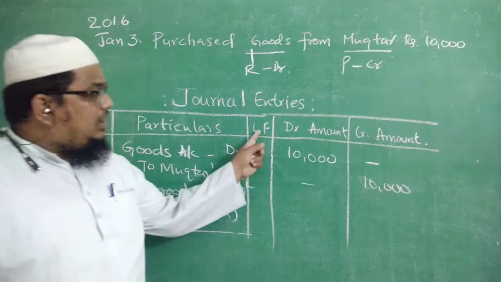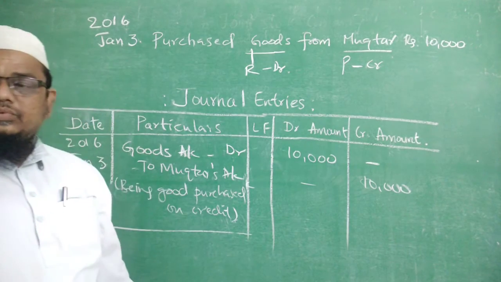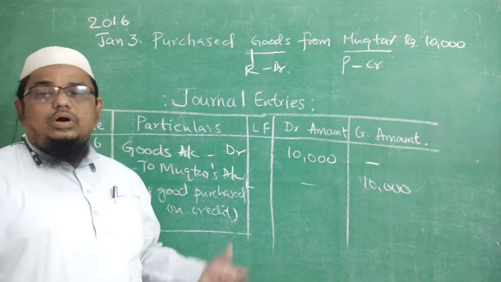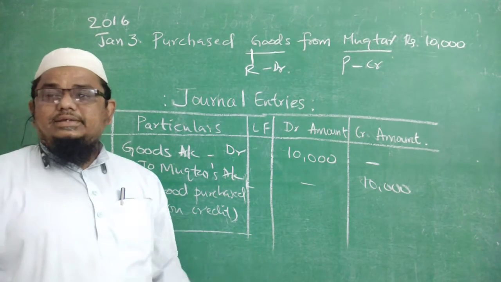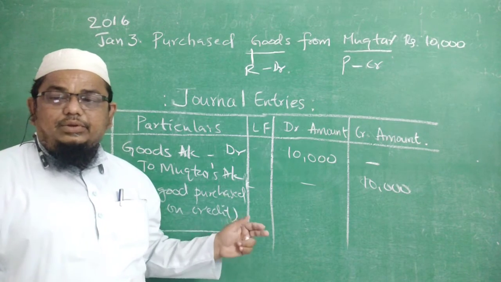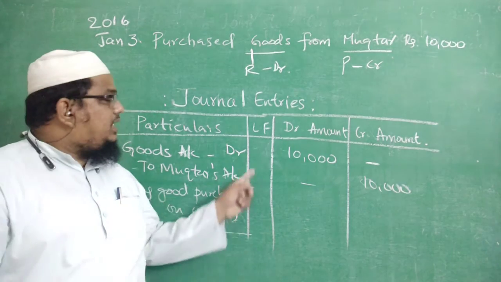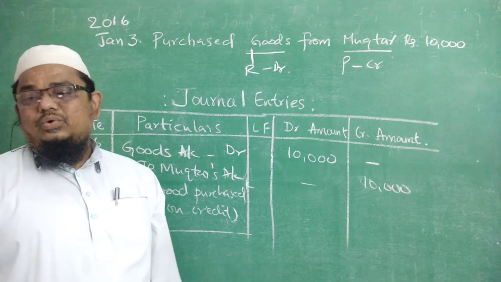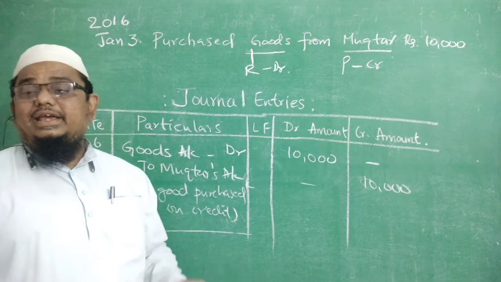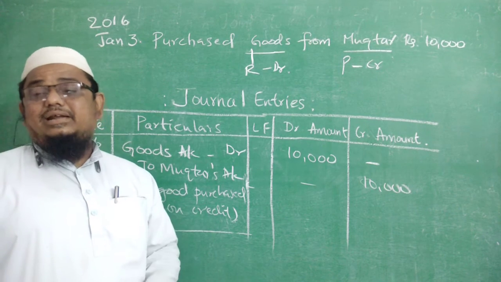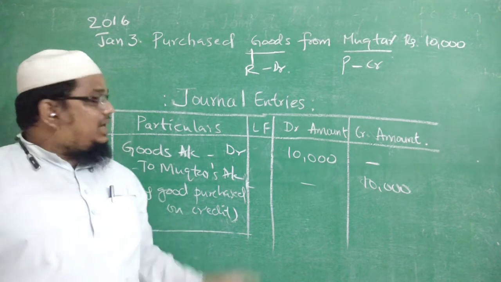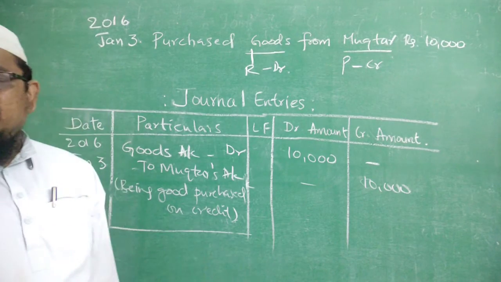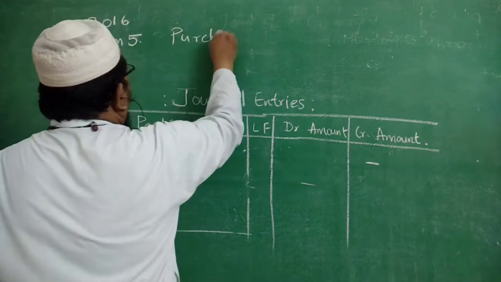And here we are not using this LF column. LF means ledger folio. After writing the journal entries, when we are transferring this journal entry to individual ledger accounts, we write the page number here. So the ledger folio tells us on what page of the ledger this entry is available. Presently we are not using this. It is part of the format.